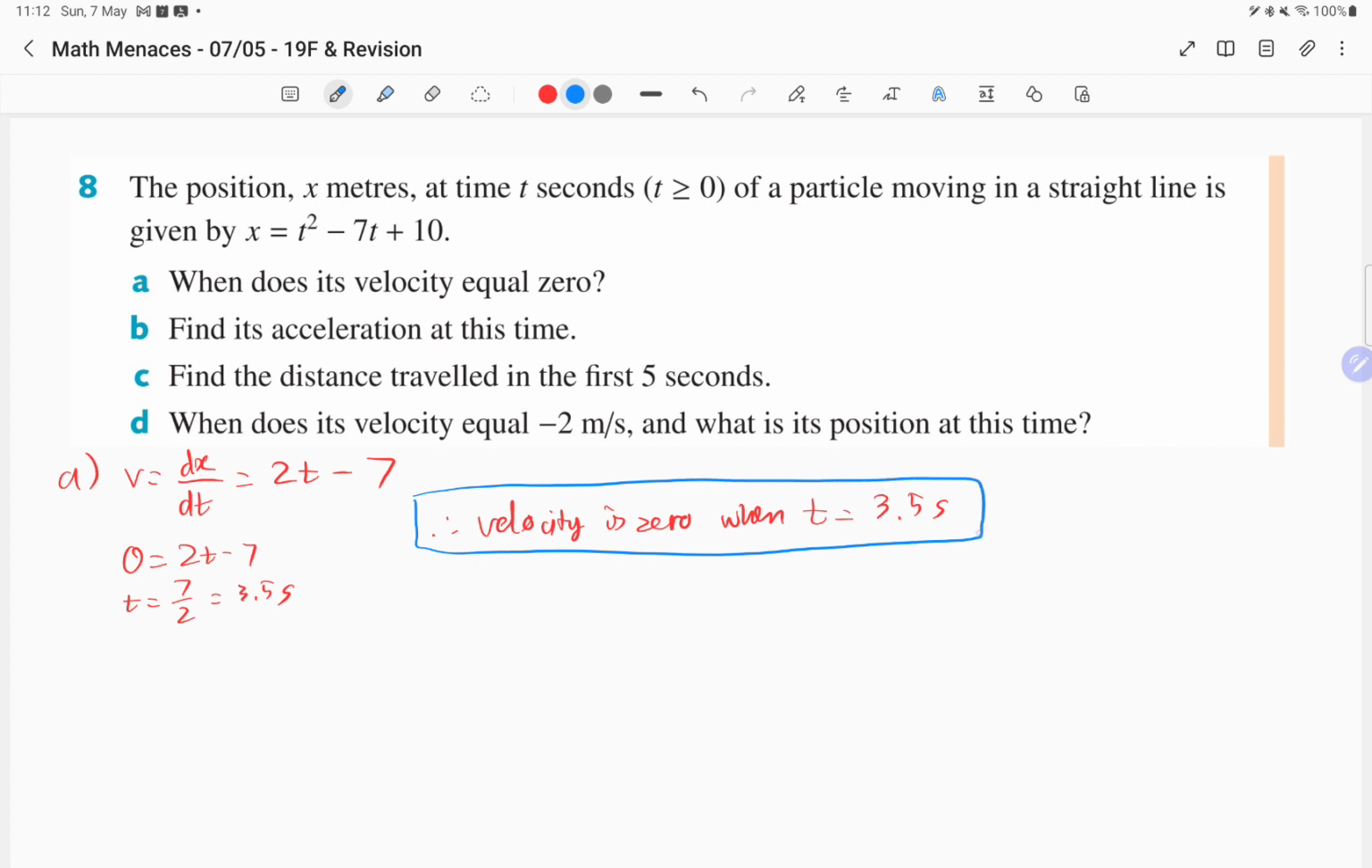This question doesn't make sense. Which one? Because it's the distance traveled in the first 5 seconds, but when t equals 5, x equals 0. It can be. Yeah. Wait, just give me a sec.